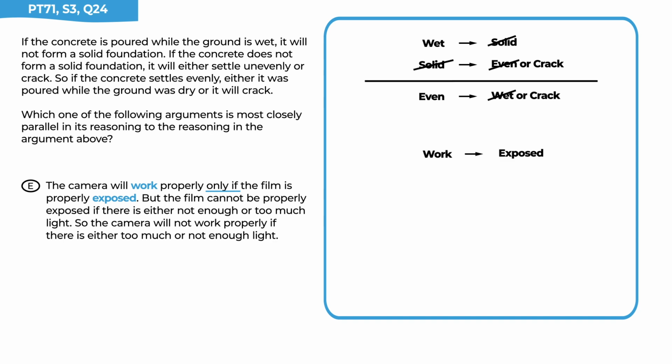So we know properly exposed has to go on the right side of the arrow. Our conditional will look like if it's working properly, then it's been properly exposed. That means our next conditional needs to start with if it's exposed, then this thing or that thing. We could contrapose this and get if it's exposed, then there is enough light and there's not too much light. Which is to say, we're in the sweet spot.